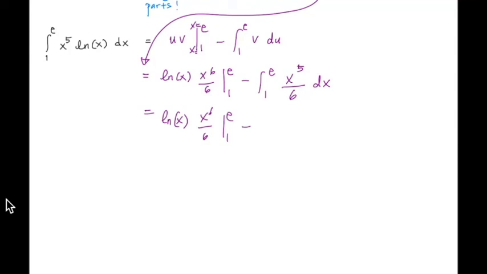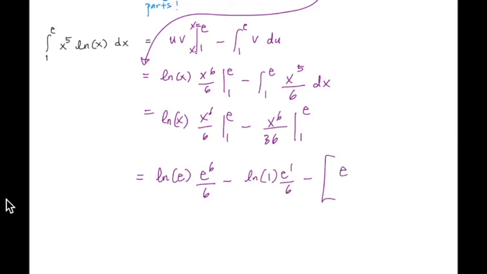To do this integral, I can just apply the power rule. So I have x to the 6 over 6. So I have 36 here. And now I just need to plug in e and 1. So I have natural log of e, e to the 6 over 6, minus natural log of 1, 1 over 6, minus e to the 6 over 36 minus 1 over 36. Natural log of e is 1, and natural log of 1 is 0. So this whole thing is 0.